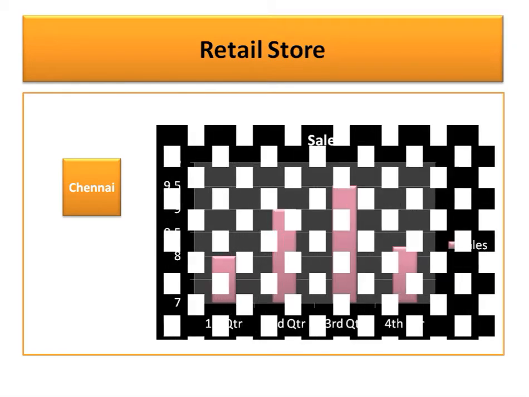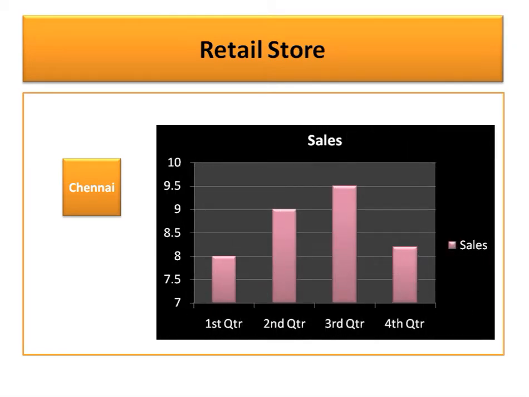Assume that a retail store is running in multiple locations. Take Chennai as one of the locations where the retail store is running. The management wants to see the report of the past 4 quarters of sales value. Here you can see the sales values differ in each quarter. So what will they do with this data? They will do a management-level assessment or analysis.